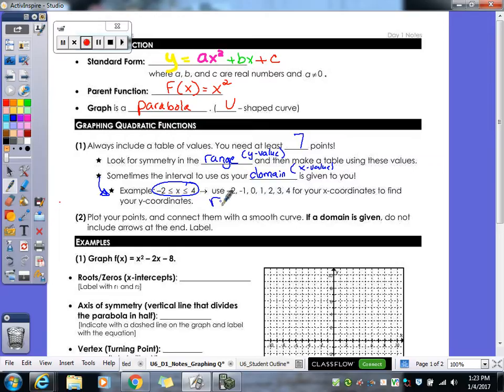This is called a restricted domain. What does that mean? It means that you do not put arrows at the end. Do not put arrows at the end when it's a restricted domain. So if I'm graphing this, there's no arrows, just dots. Because I said all I want is from -2 to 4.